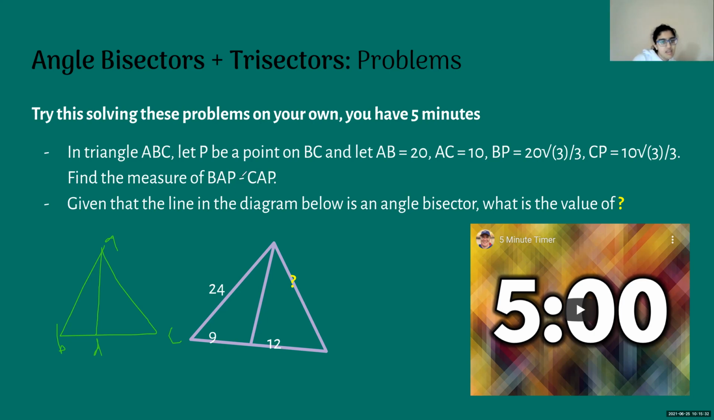It says BAP minus CAP, so measure. Oh, minus. Yeah. Okay. So the person who I just asked to unmute, where is BAP? Okay. So in triangle ABC, let point P be a point on BC, and let AB equal 20, and AC equal 10, and BP equal 20 radical 3 over 3, and CP equal 10 radical 3 over 3. Find the measure of angle BAP minus angle CAP.